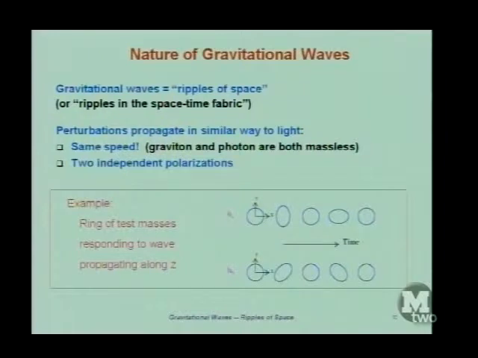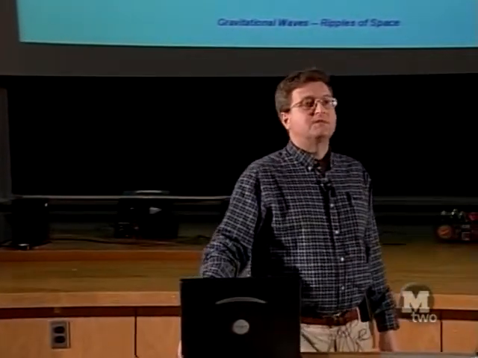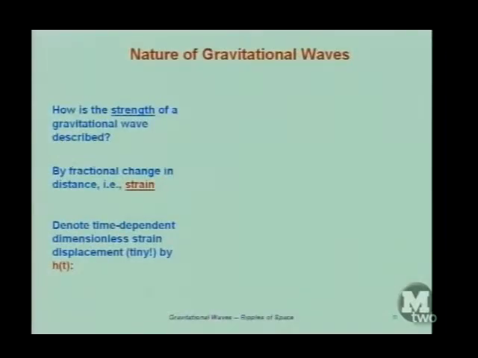So it's very much like light, except that instead of rotating the pattern 90 degrees, I rotate it 45 degrees. Now, how do we describe the strength of a gravitational wave? Well, the most natural way to do it is in terms of fractional change in distance, that is, strain. We denote that strain by the quantity h.